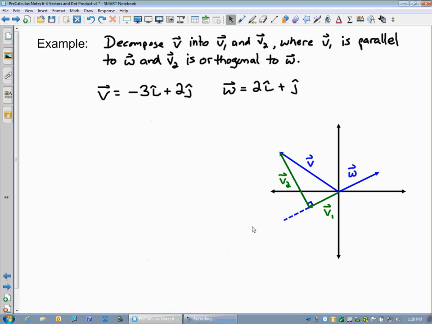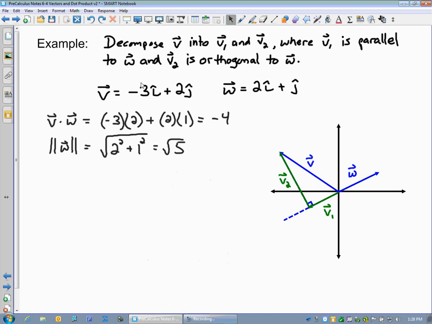So to calculate this, we need two things. We first need the dot product, which is negative 3 times positive 2, plus 2 times positive 1. That gives us negative 6 and positive 2, which is a negative 4. We also need the magnitude of w. And this one is w, so it's simply 2 squared plus 1 squared gives us 5, and then you take the square root of 5.